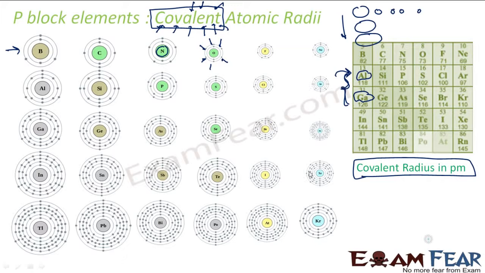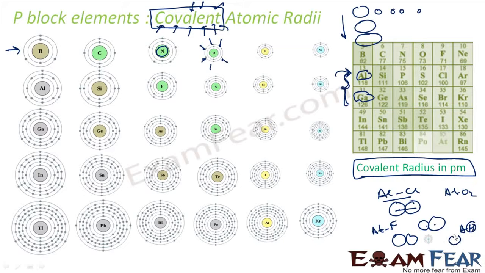Because as I told, the atomic radius is not fixed. For example, aluminium with chlorine, the bond size will be different. If I have aluminium and chlorine here, I'll get a different atomic radius. If I have aluminium mixed with oxygen, I'll get a different atomic radius. If I have a compound of aluminium and, let's suppose, fluorine, I have a different atomic radius. If I have aluminium and hydrogen, I'll get a different atomic radius. I have aluminium and nitrogen, I'll get a different atomic radius. So he found the average of all these and he gave these figures.